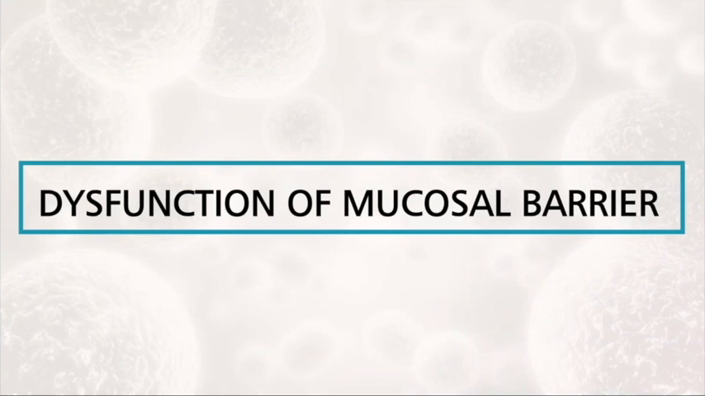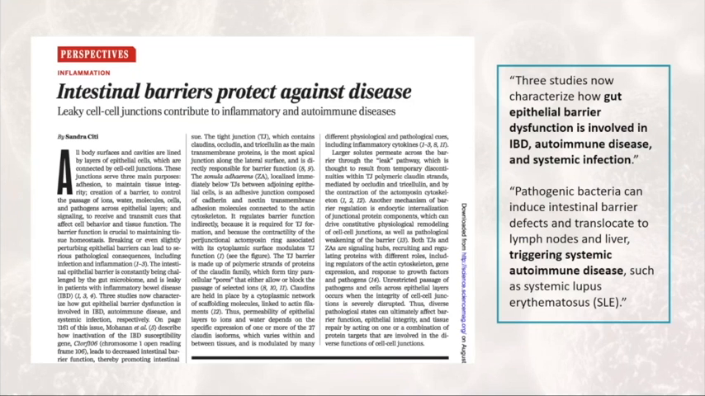Next, let's transition to talking about dysfunction of the mucosal barrier. This is another key concept when we're talking about leaky gut, if you recall back to our illustration from the beginning. And so we know that the gut barrier is also an important part of the process, and that dysfunction of the gut barrier is associated with inflammatory bowel disease, autoimmune disease, and systemic inflammation. What happens is that these bad bacteria or these pathogenic bacteria can induce intestinal barrier defects, and then they can translocate to distant sites like the liver and lymph nodes, and this can be a trigger for autoimmune disease.